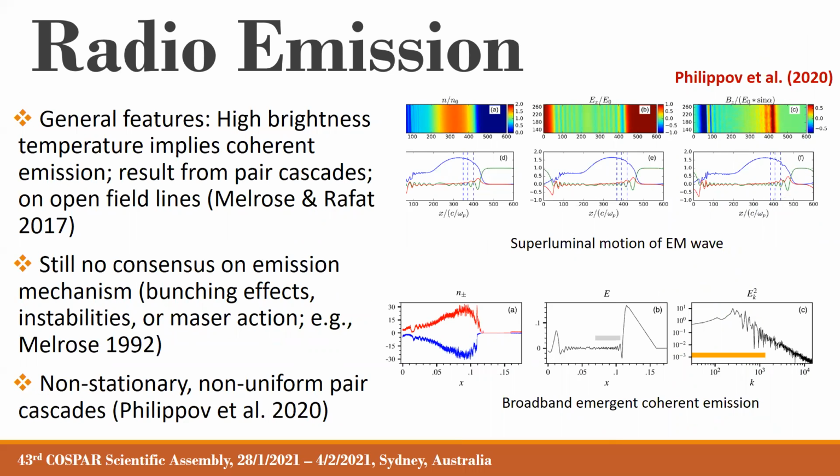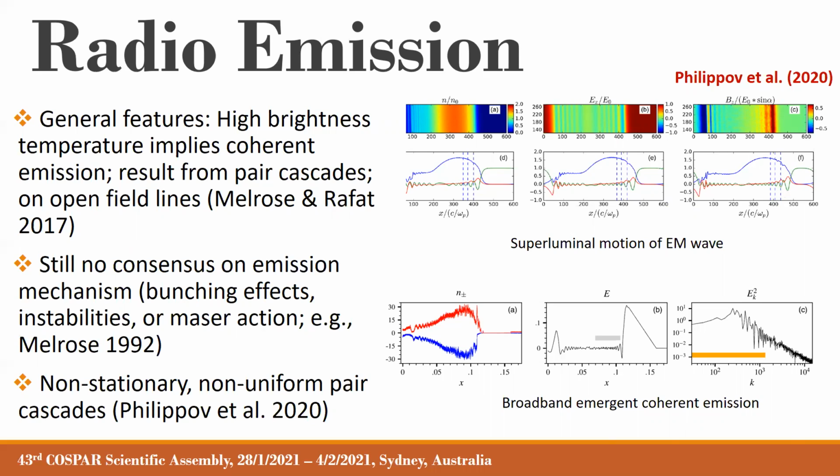Now, the radio emission is of a very high brightness temperature, and this implies a coherent process, which can result from pair cascades on the open field lines. These are the general features that people do agree upon, but there's still no consensus on the actual emission mechanism. People have studied bunching effects, collective effects of plasma, instabilities, and even maser action, but there are arguments for and against many of these mechanisms.